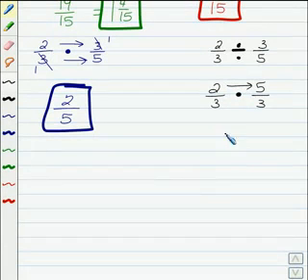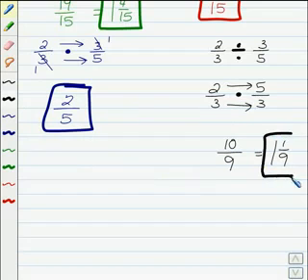Multiplying straight across here will give us 10/9. And if we write that as a mixed number again, we'll have 1 and 1/9. Now I hope this has helped you in better understanding working with operations and fractions.